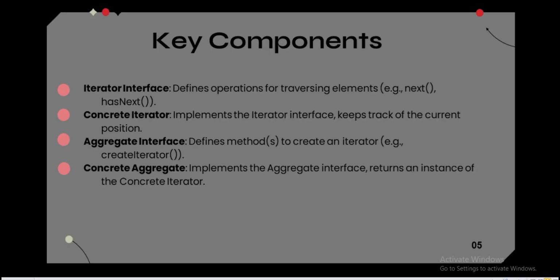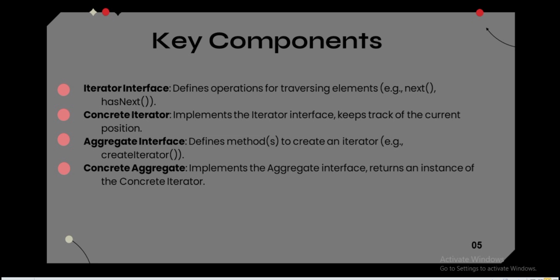Now we will discuss the key components of the iterator pattern. The first one is the iterator interface. It defines the methods necessary for traversing a collection. Common methods are next, which is used to move to the next element and return it, and hasNext, which checks if there are more elements to traverse in the collection. The next one is the concrete iterator. This is the implementation of the iterator interface, and it keeps track of the current position within the collection and implements the logic for the next and hasNext methods.